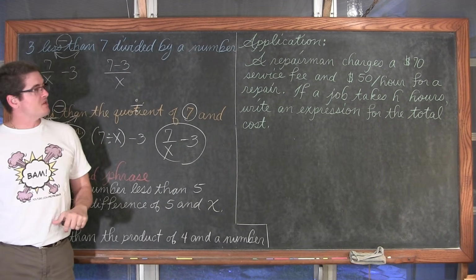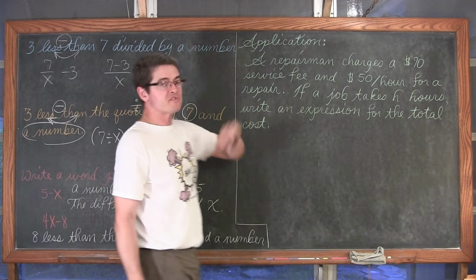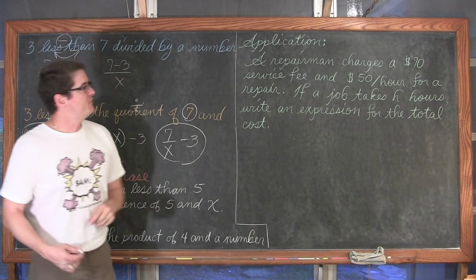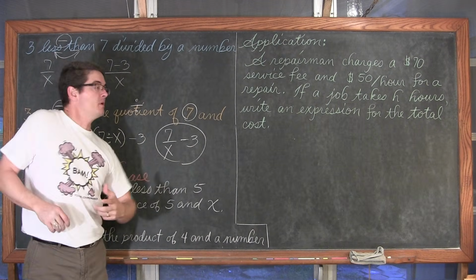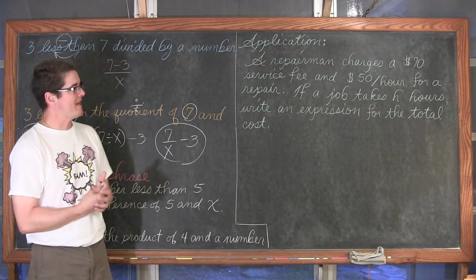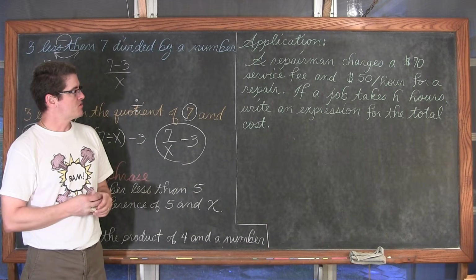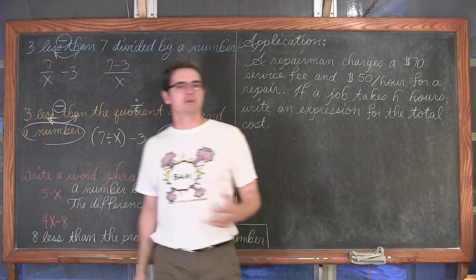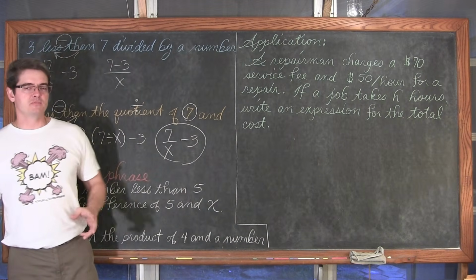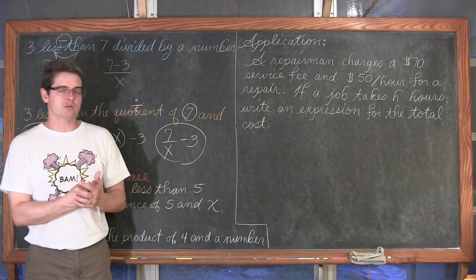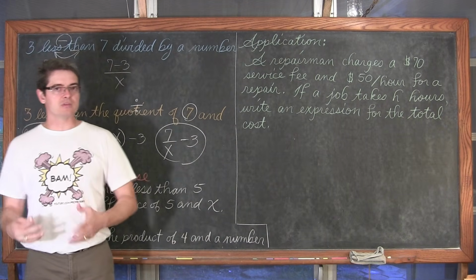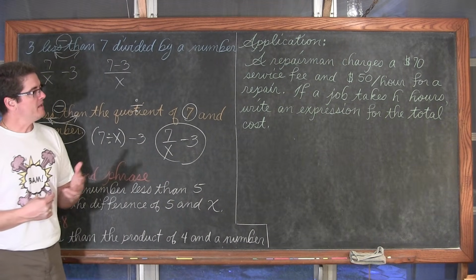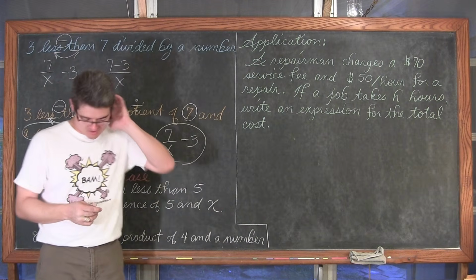A repairman charges a $70 service fee for them to just come out to your house or home or apartment or whatever, and $50 an hour for a repair if one needs to be made. If a job takes H hours to write, now this is where I say, in word problems no one says, oh, well, the bill is blah, blah, blah times H. It's just like, well, I charged so much to get here, and I charged $50 an hour. You know, plain words. But at any rate, we have the letter H for hours. Write an expression for the total cost.